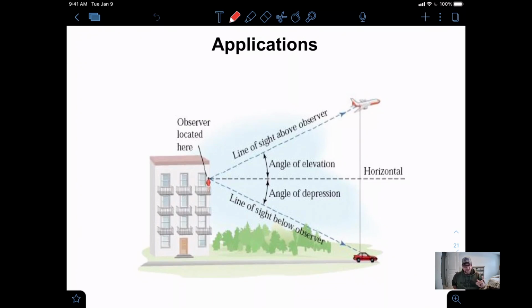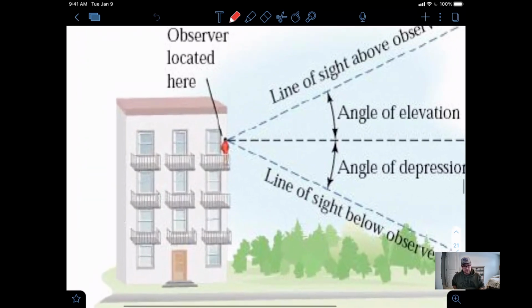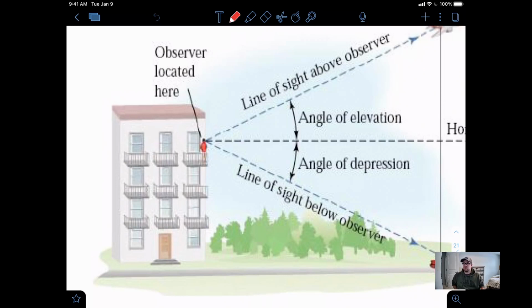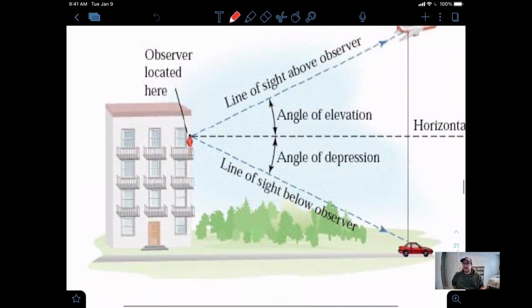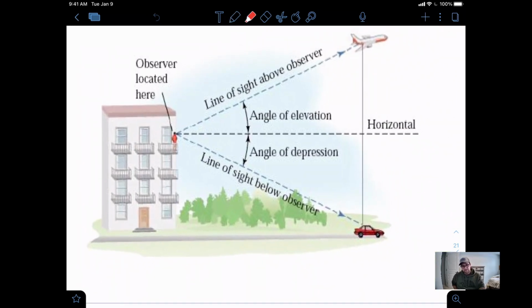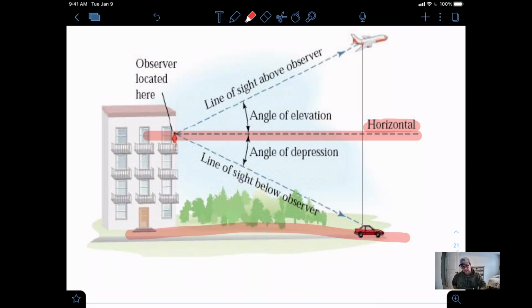So, for example, we have this lovely gentleman who is standing up here on his third-story balcony, and he's looking out. Now, one of the most important parts about this idea is the horizontal. If you were to just look out at any given point, it's when you are looking out straight. And one thing to know about the horizontal is that it always runs parallel to the ground over here. And that's what allows us to build these triangles.